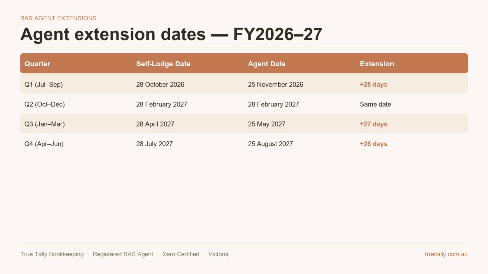Q3 covers January, February and March 2027. It's due the 28th of April 2027. Q4 covers April, May and June 2027. It's due the 28th of July 2027.